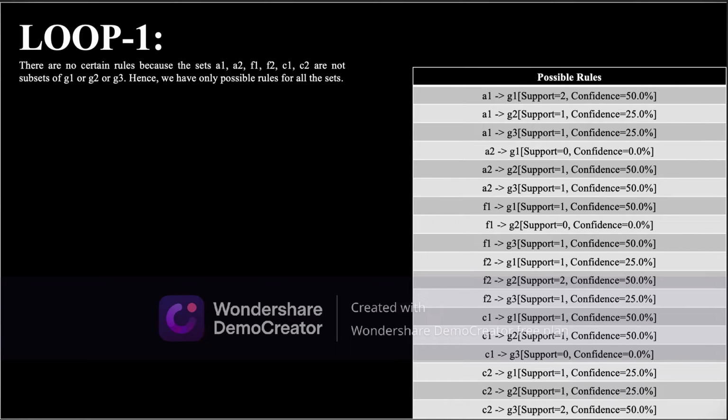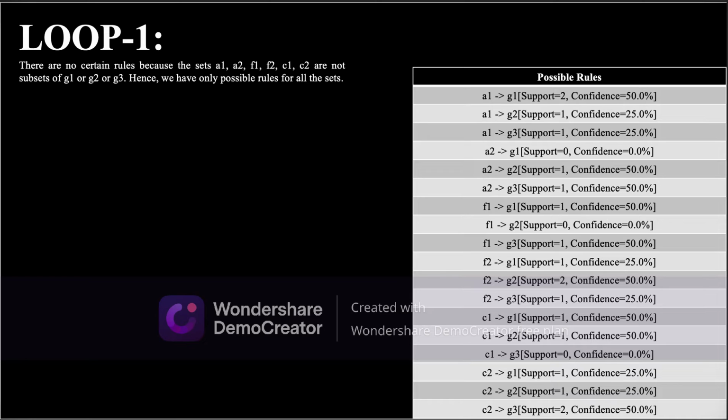In loop 1, we are going to write the certain rules and possible rules. In this case, we only have possible rules but not certain rules because none of A1, A2, F1, F2, C1, C2 are subsets of G1 or G2 or G3. Hence, we consider A1, A2, F1, F2, C1, C2 to be unmarked and write possible rules for the unmarked properties.